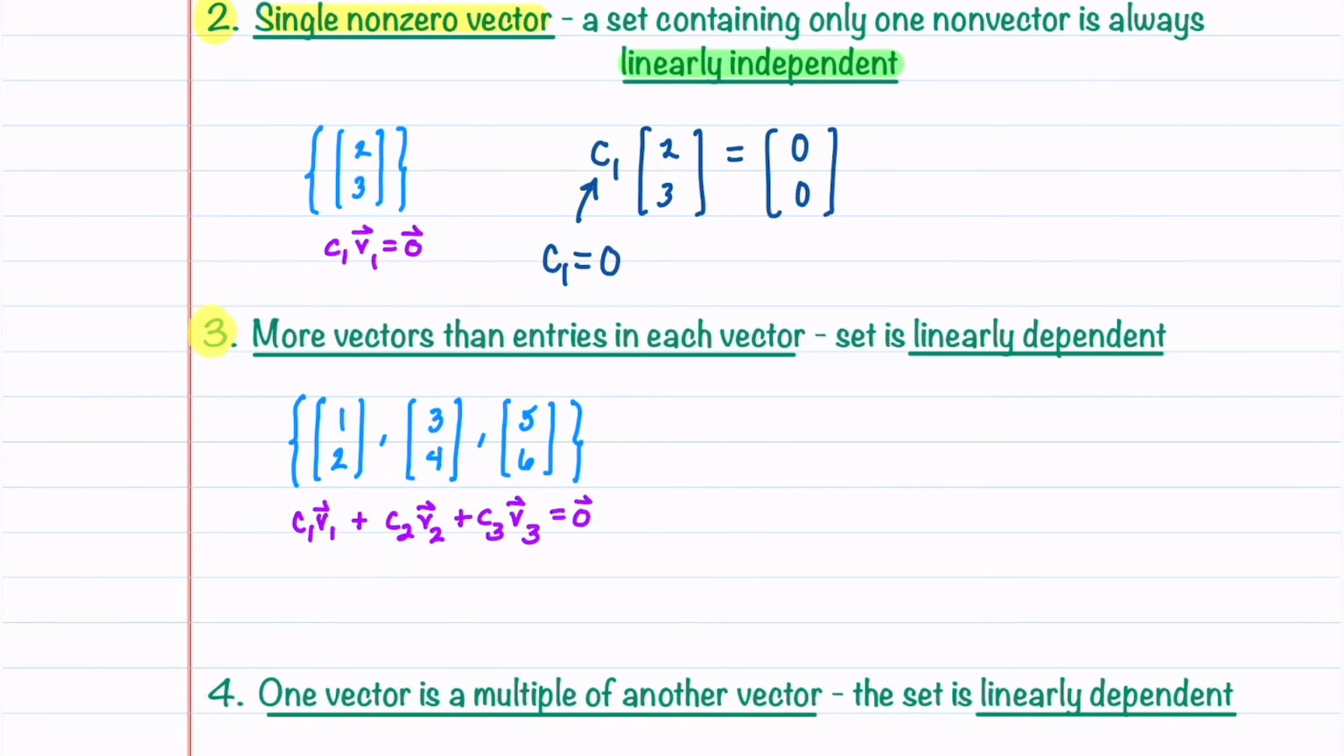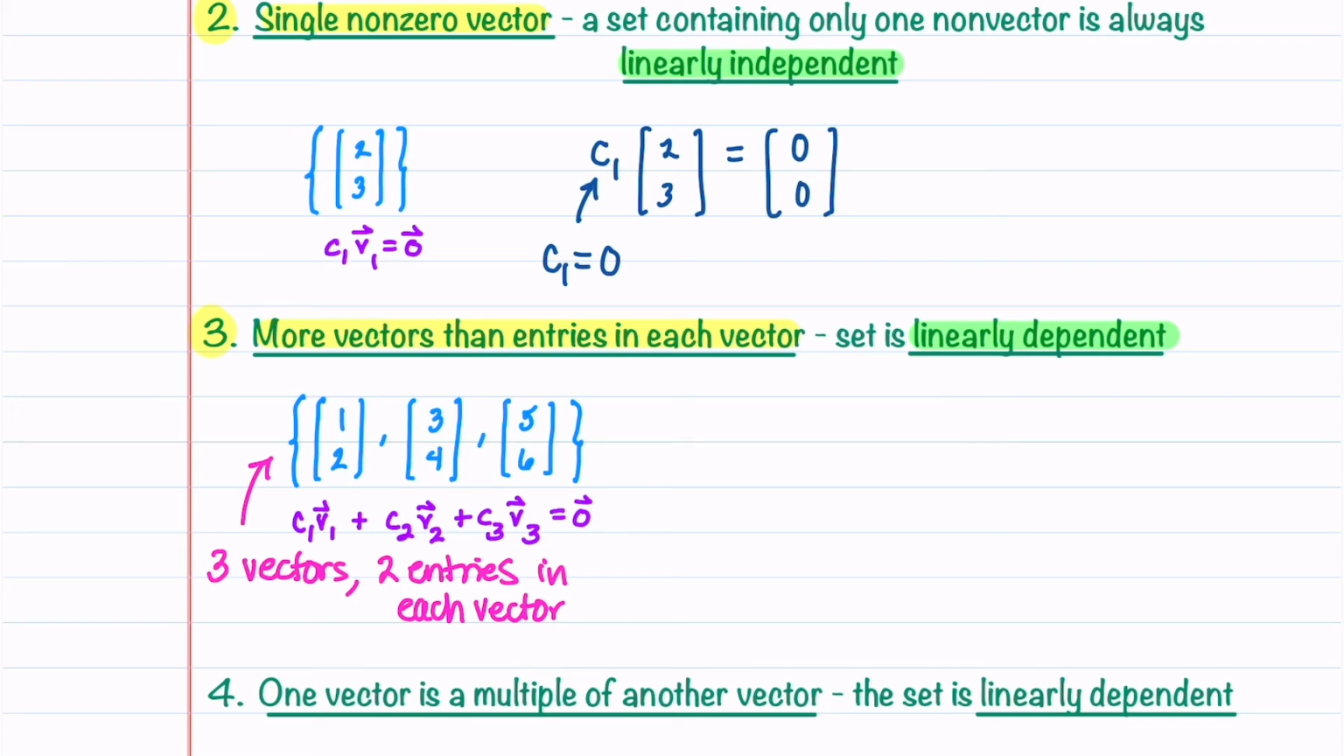Let's now look at example 3. In example 3, we have more vectors than there are entries in each vector. What we mean by that is in this set, we have 3 vectors, and we have 2 entries, or 2 components, in each vector. So we have more vectors than we have entries in each vector. Whenever this happens, our set of vectors is linearly dependent.